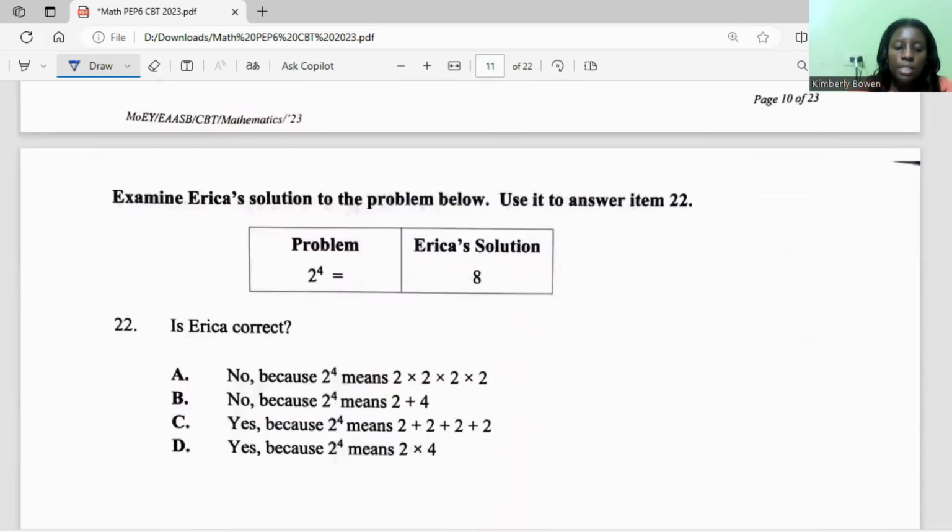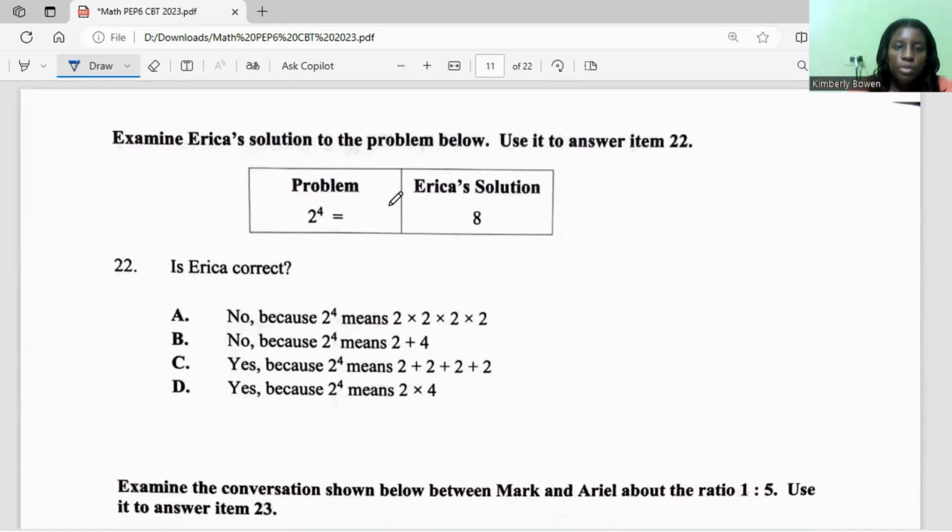Examine Erica's solution to the problem below. Use it to answer item 22. The problem is 2 to the 4th, and Erica's solution is 8. Is Erica correct? No, because 2 to the 4 means 2 times 2 times 2 times 2. And that's the correct answer. I don't even have to go further.